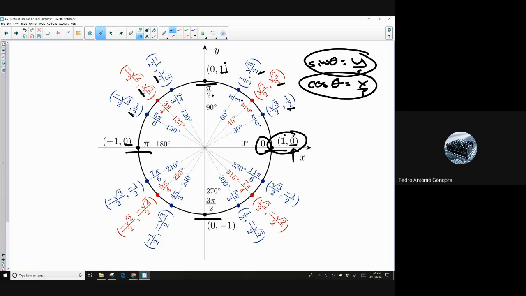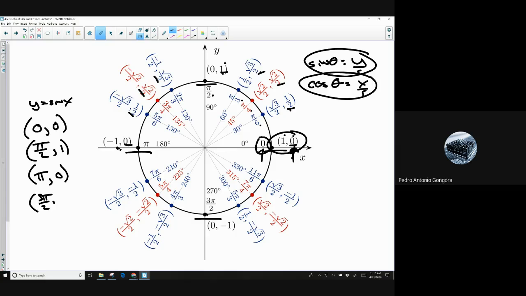All right, again, the most important points for sine, if we look at the basic function, this is an important point. The input is 0, the output is 0. This is an important point. The input is pi over 2, the output is 1. This is an important point. The input is pi, the output is 0. This is an important point, 3 pi over 2, and the output is negative 1. The y coordinate. And if we go all the way around the circle, we get back to 0. Okay? So this is the parent function.